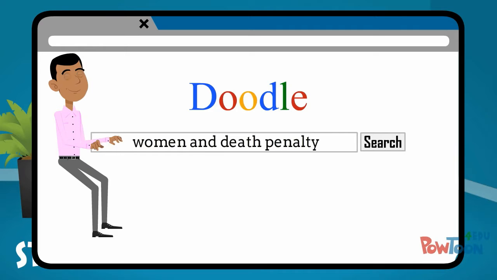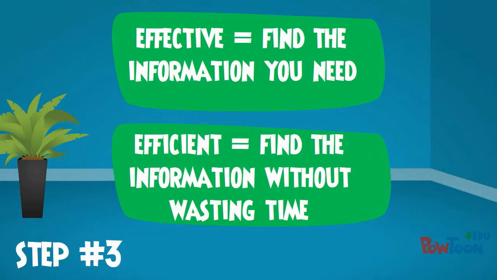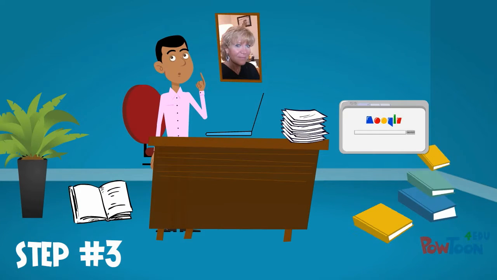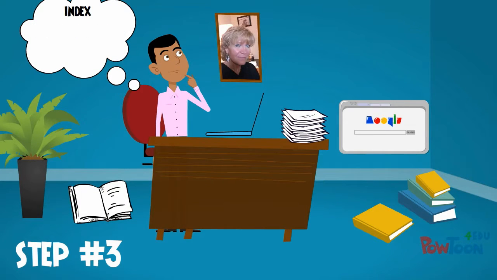A researcher's strategy should be effective, meaning the strategy is successful for finding the information you need. It should also be efficient, meaning you find that information without wasting too much valuable time. Once a researcher finds the sources, he must then plan how to find the information within the source using indexes, tables of contents, glossaries, or paragraph headings.